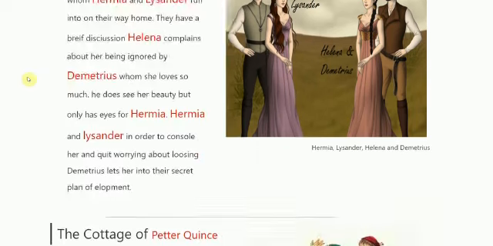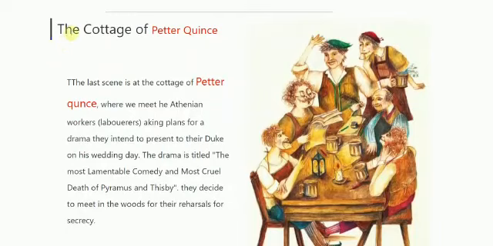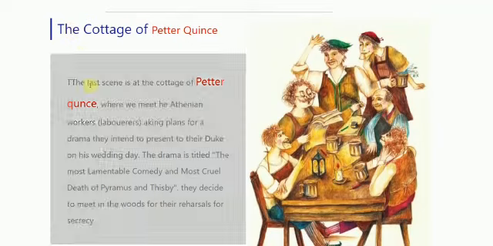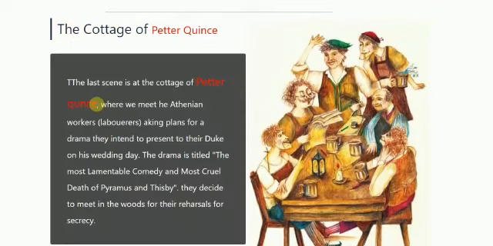Then the last scene we see is the cottage of Peter Quince. Here we meet a group of local laborers who come together to plan to present a play for their Duke on his wedding day. They want this to be a gift, and they want it to be a secret that they will only present on that day. The leader of this group is Peter Quince.